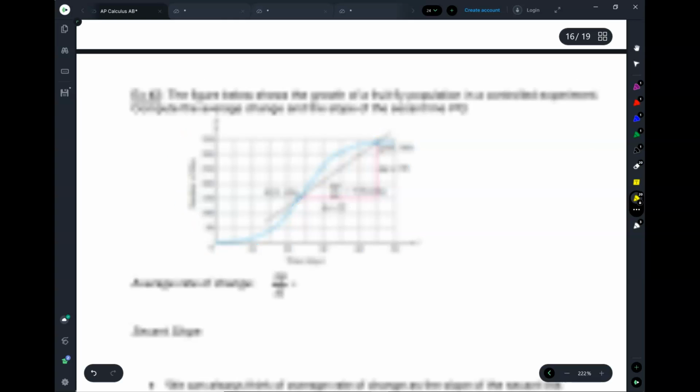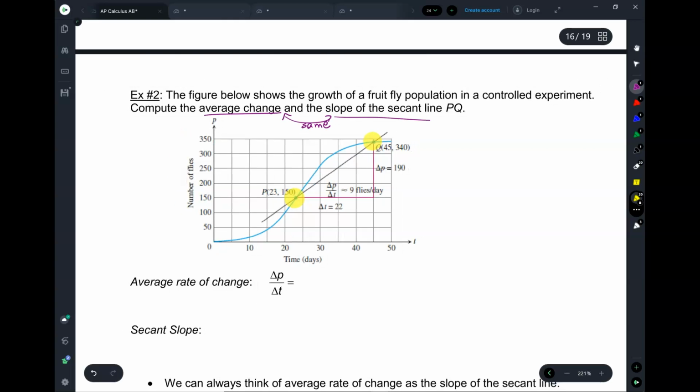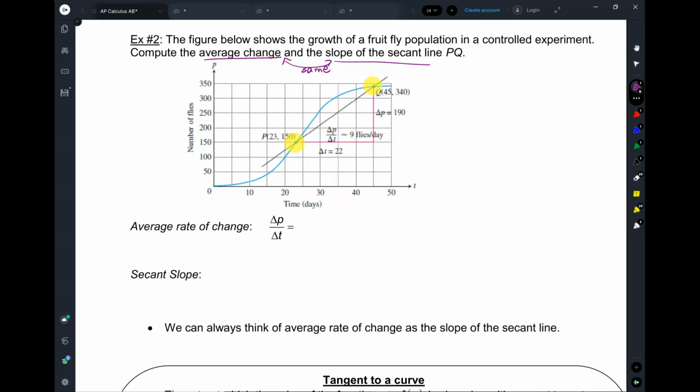So that's what we're going to do. We're going to find the average rate of change. One way to say that is delta P over delta T, the change in the y-axis, the vertical axis, over the delta T. You've seen that in science. So we're going to go f of 2 minus f of 1. So 340, y2, minus 150, y1, over x2 minus x1, right? Or f of 2 minus f of 1 over t2 minus t1. So it's all the same.